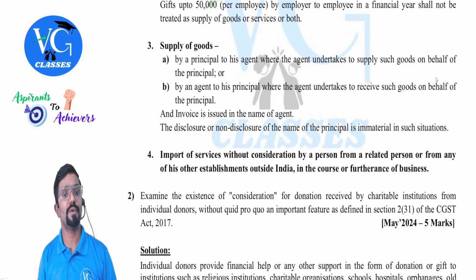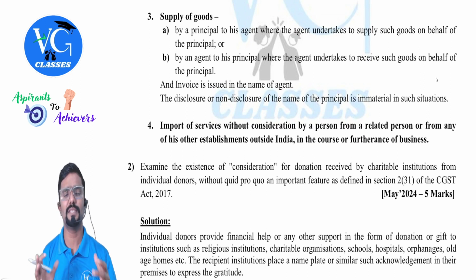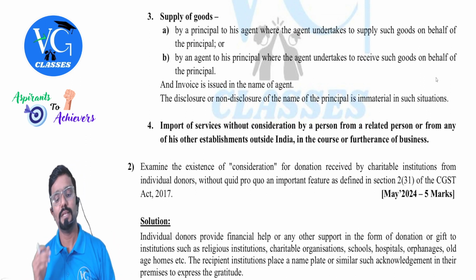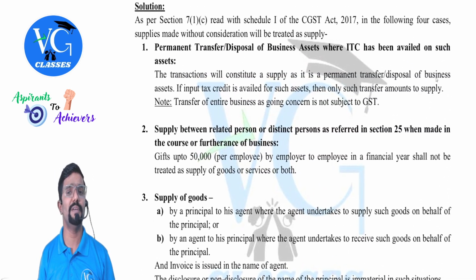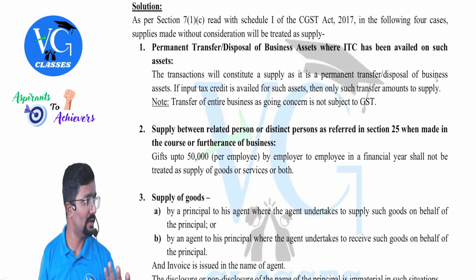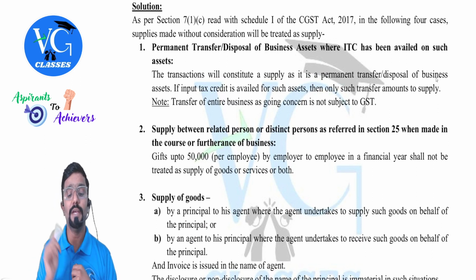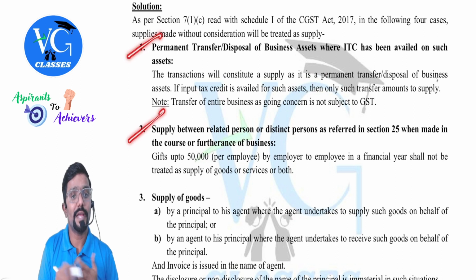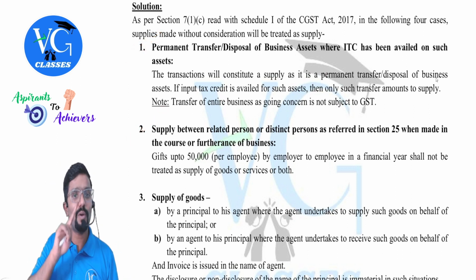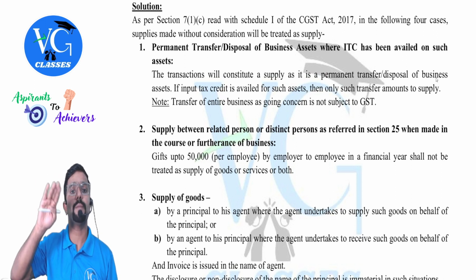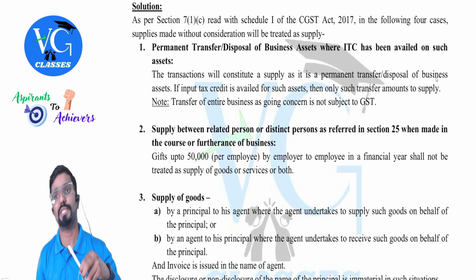Clear? So you can just observe, however I have presented, the same way you try to present it, guys. Means the related person and distinct person definitions are not required here because, if time permits, if you have time, you can write it, nothing wrong. But here for 5 marks, that will become too much, guys. And here, however I have given, no sir, I cannot bold in the exam hall, maybe you will underline it. If required, whatever I have given in bold, the heading part: permanent transfer or disposal of business assets where ITC has been availed on such assets.